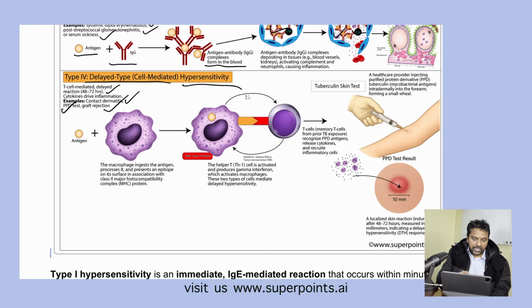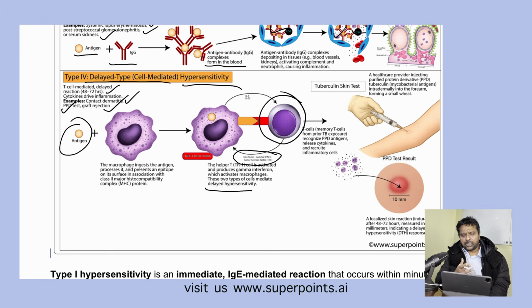So the macrophage ingests the antigen, processes it, and presents an epitope on its surface in association with class 2 major histocompatibility complex protein. The helper T1 cell here is activated and produces gamma interferon, which activates macrophages. These two types of cells mediate delayed hypersensitivity. Okay, that is gamma interferon.